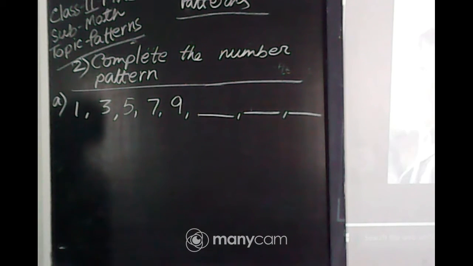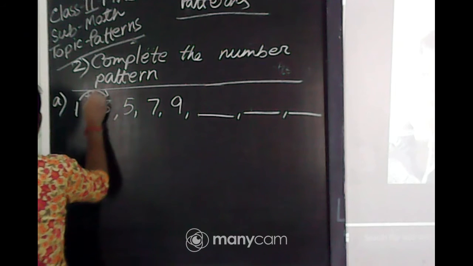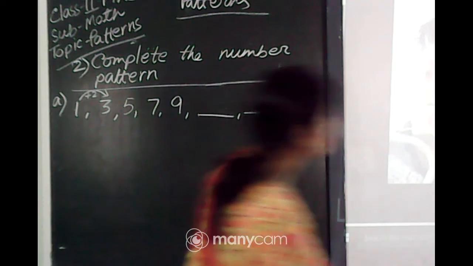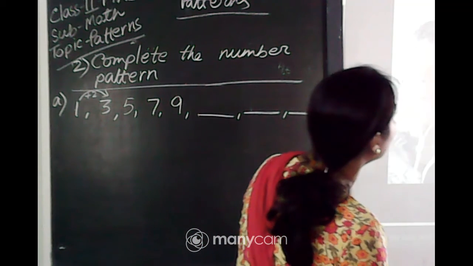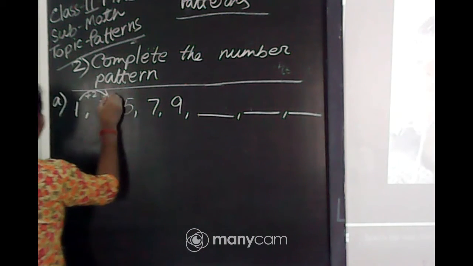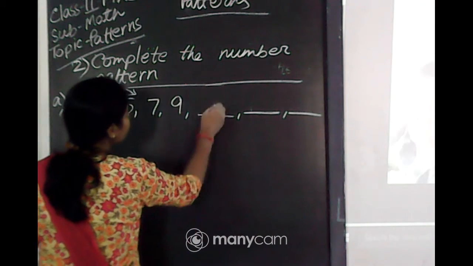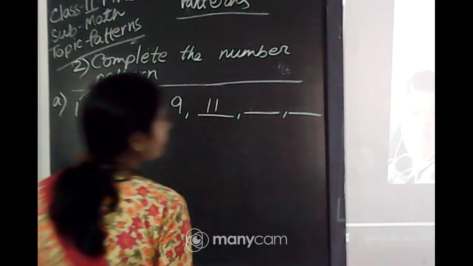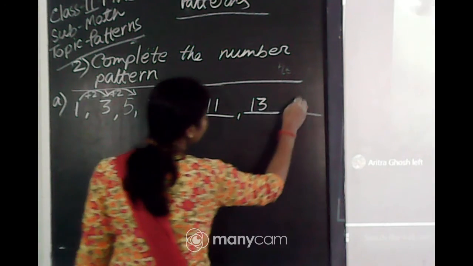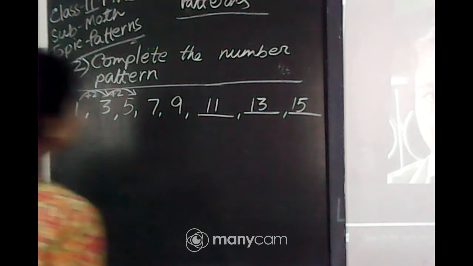So 1, then 3: 1 plus 2, add plus 2, 3. And what happened? Saptarshi, why no? Oshmi, very good. 3 plus 2, 5, 5 plus 2, 7, 7 plus 2, 9, 9 plus 2, 11. Yes, Vashin, very good. 11 plus 2, 13. 13 plus 2, 15.